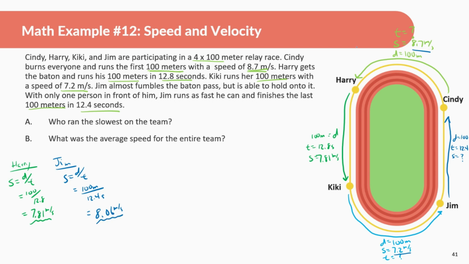Okay, so now when we look at all of this, we can look at each of the speeds and see who ran the slowest. And we can tell that who ran the slowest is actually going to be Kiki. So Kiki ran the slowest.